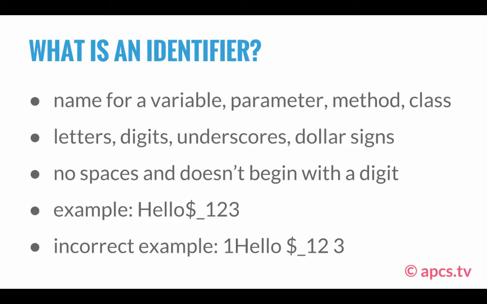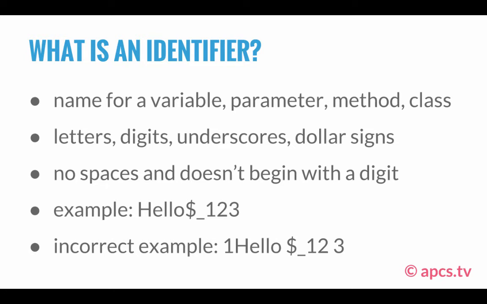So we went over this briefly while reviewing the Hello World program when we were looking at a class declaration, but basically an identifier is a name for a variable, parameter, method, or class, and it consists of letters, digits, underscores, and dollar signs. Some of its restrictions include that it has no spaces at all within it, and it doesn't begin with a digit. It cannot begin with a digit. In addition, it cannot be comprised of any other symbol besides a letter, digit, underscore, or a dollar sign.